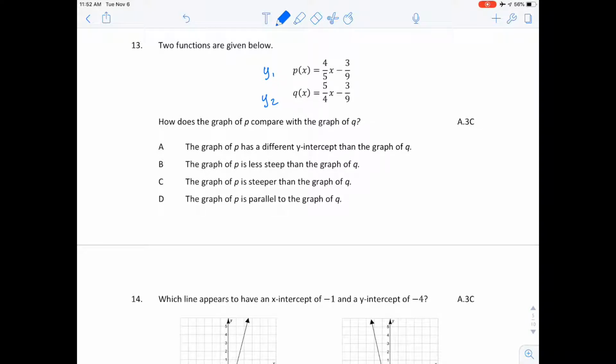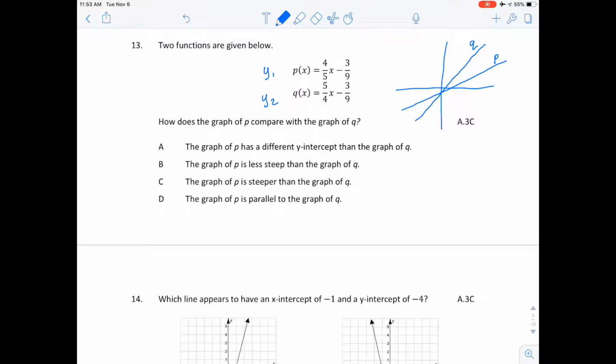Now make sure you're watching, okay, because you're going to have to pay attention to which one is P and which one is Q. So when you graph these, you're going to graph P first, which is going to look something like that. And then you're going to graph Q at the same time, so you've got to watch, and Q looks something like this. So this one's Q and this one's P.